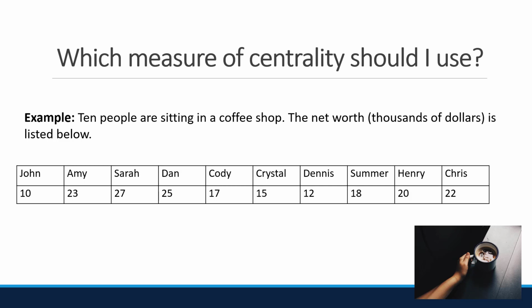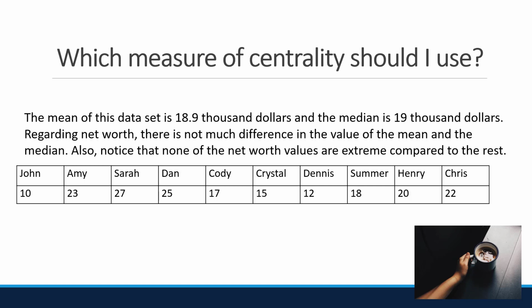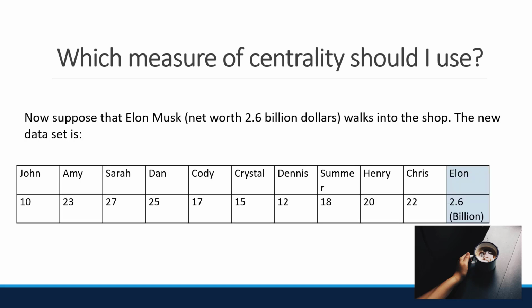Example: 10 people are sitting in a coffee shop. The net worth in thousands of dollars is listed below. The mean of this data set is $18.9 thousand and the median is $19,000. Regarding net worth, there's not much difference in the value of the mean and the median. Also notice that none of the net worth values are extreme compared to the rest. Now let's suppose that Elon Musk, net worth $2.6 billion, walks into the shop. The new data set is as follows.